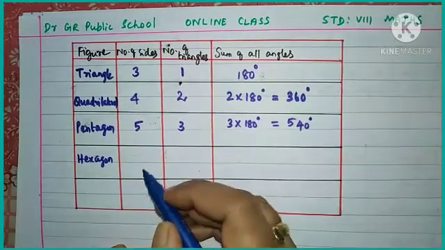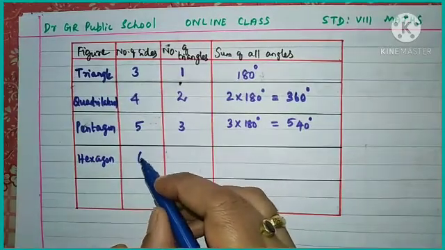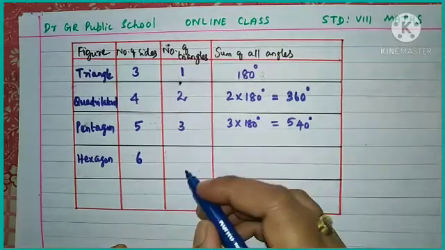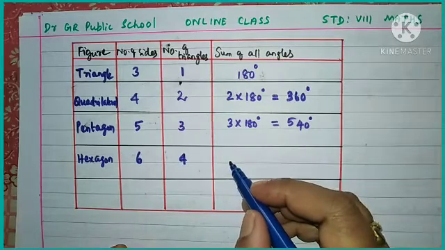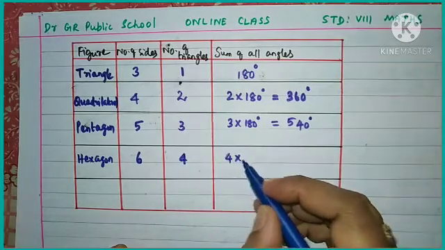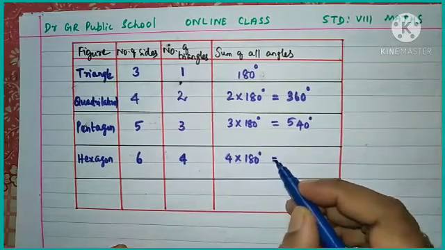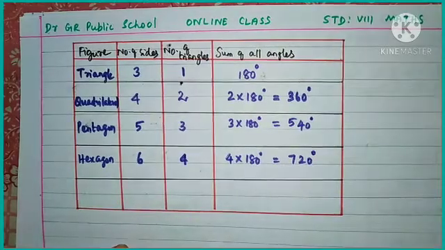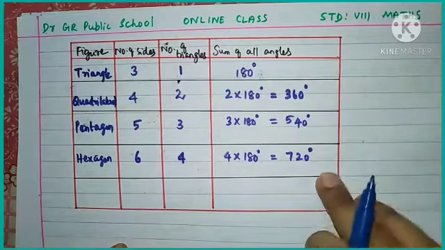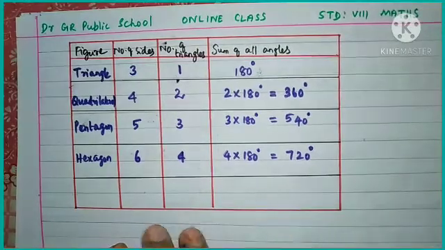Correct? And a hexagon has 6 sides. How many triangles did we get there? 4 triangles. And how did we get the sum of the angles? This is 4 times 180 degrees, that is 720 degrees. Okay, so these are the sums of the angles we saw earlier.